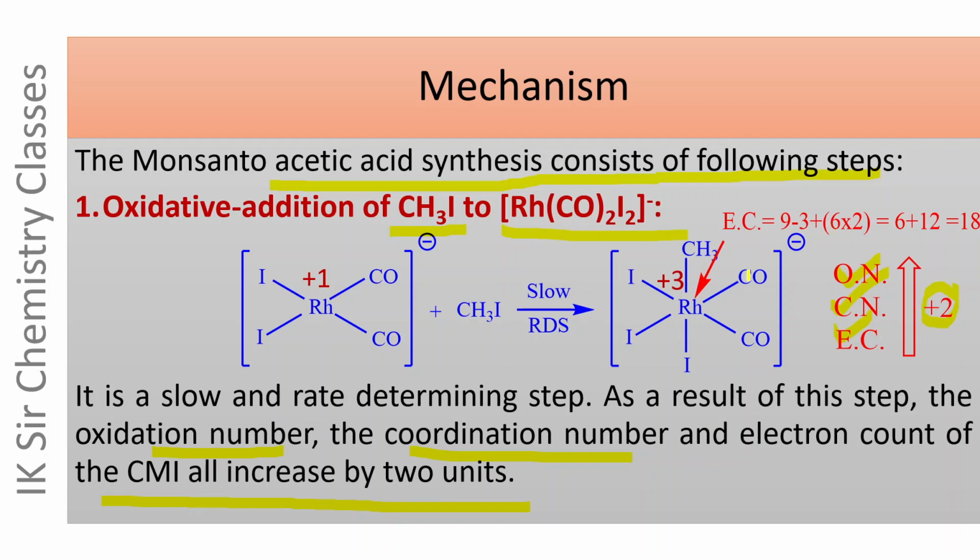It may be calculated as follows. 9 electrons present in the valence shell of rhodium atom, -3 for +3 oxidation state, and each of the 6 ligands contributes 2 electrons to the electron count, and accordingly the total electron count is equal to 18.